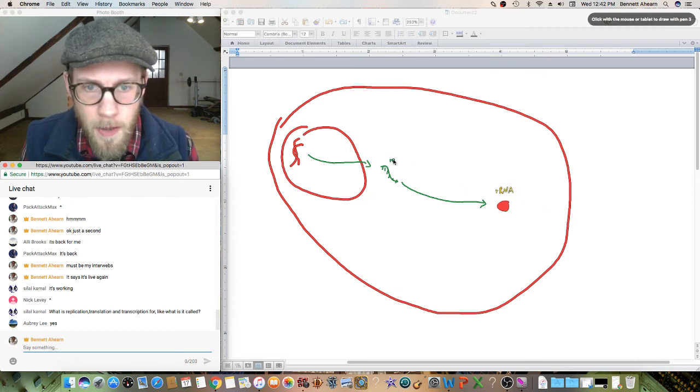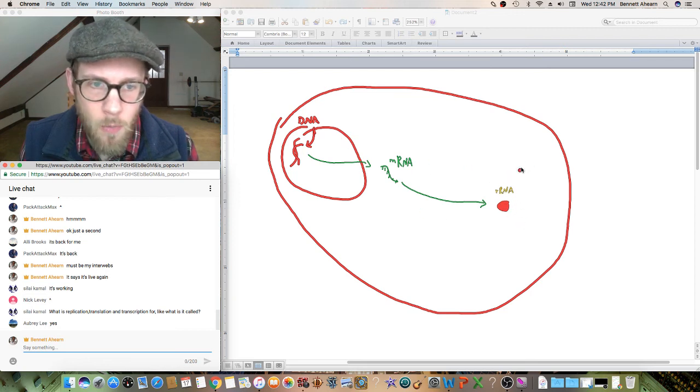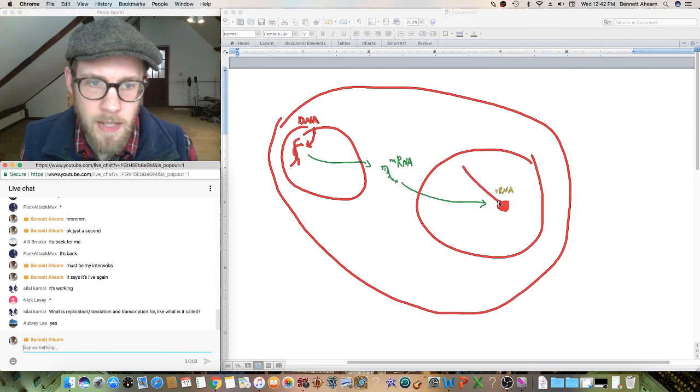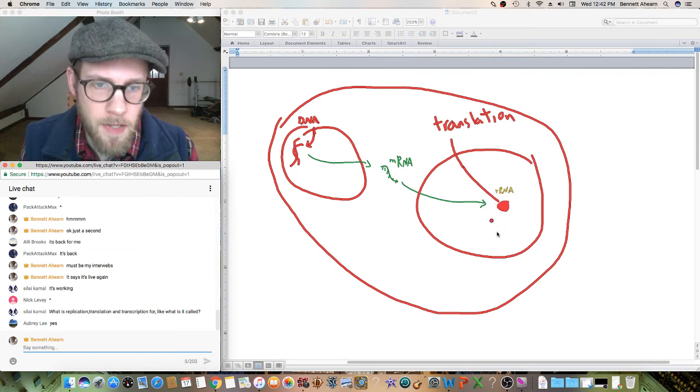And this is mRNA, which was made in transcription. And this is DNA over here, right? Okay, the ribosome, what's going to happen over here is translation. So transcription was here, translation is here. Okay, so now let's zoom in on the ribosome and go over what's actually happening here.